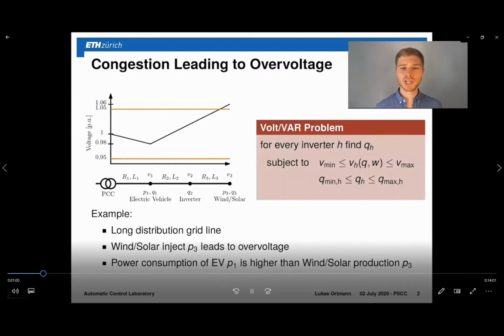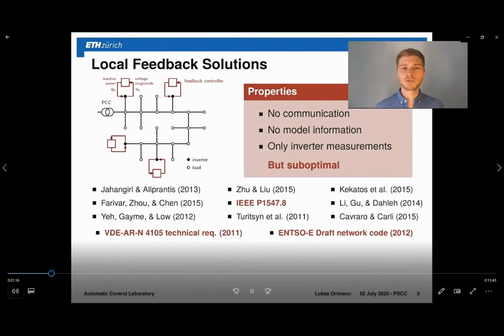For every inverter H, we want to find its reactive power set points such that the voltages are all within the voltage range and the reactive power set points are also within the capabilities of the inverters. Right now, these problems are solved locally with local controllers. Every inverter just takes a local voltage measurement and then decides on its own reactive power set points. Those controllers have nice properties: there's no communication involved, they don't need any model information, and only inverter measurements are used. Unfortunately, those are suboptimal, which we are going to see later.